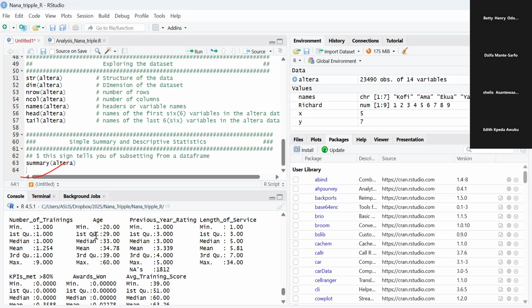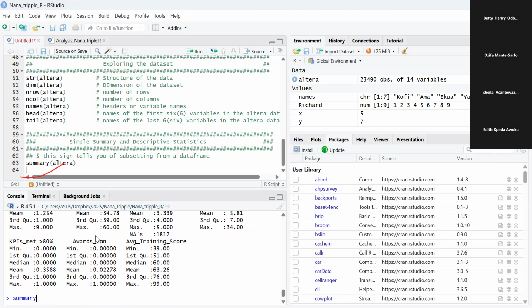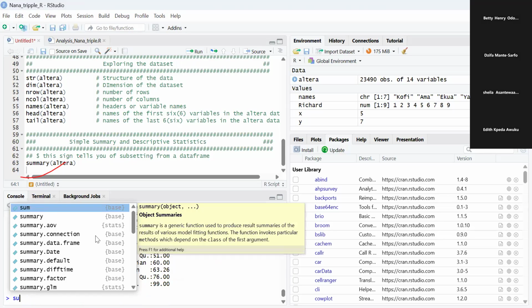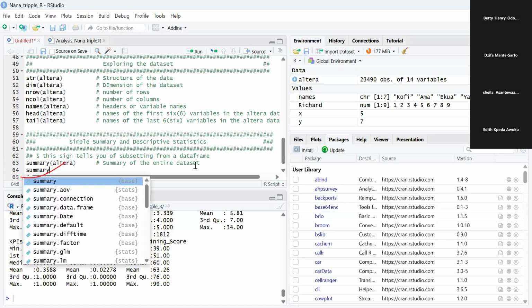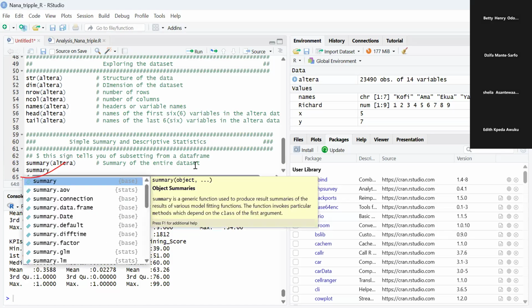So you can do summary. Oops, let me not even type here. Let me put a comment here. So there's a summary of the entire data set. Summary of the entire data set. You can also do summary for a specific variable.